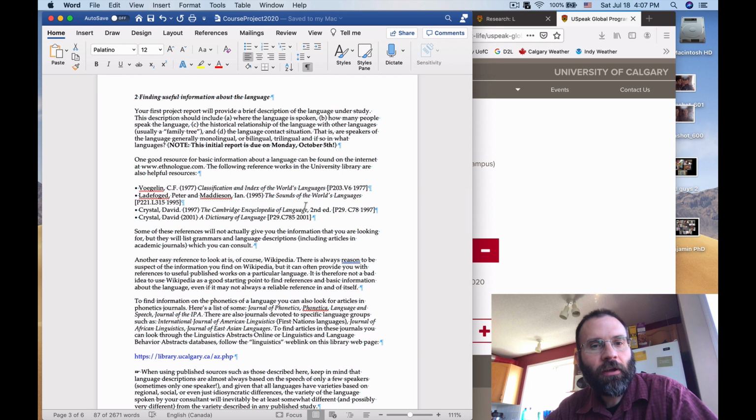With that in mind, your first project report will include a brief description of the language under study. I mentioned this earlier. The description should include, first, where the language is spoken. Second, how many people speak the language. Third, the historical relationship of the language with other languages, like a family tree type analysis of where it comes from. And fourthly, the language contact situation. So, are speakers of the language generally monolingual or bilingual, trilingual, and if so, in what languages?